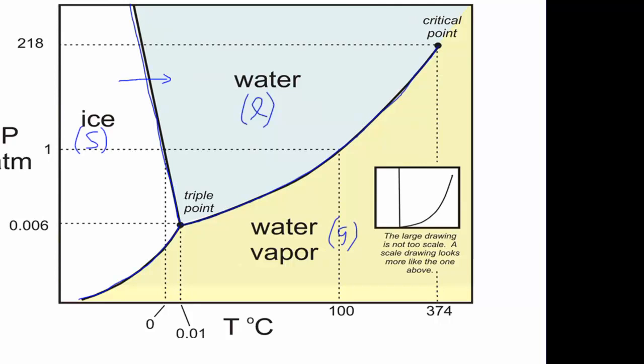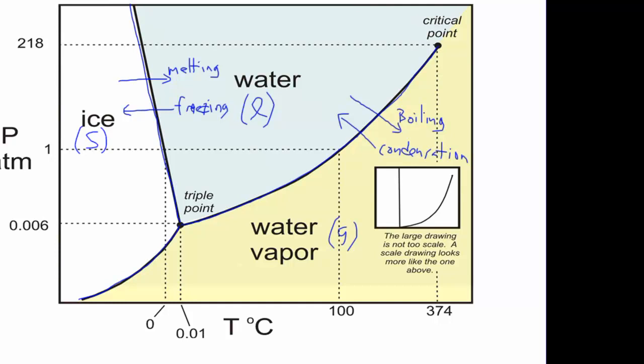So if you go across the line this way, that is what we refer to as melting. If you go across the line this way, that is what we refer to as freezing. If you go across the line this way, this is what we refer to as boiling. Going across the line this way, condensation. Those are the common phase changes we're used to seeing.